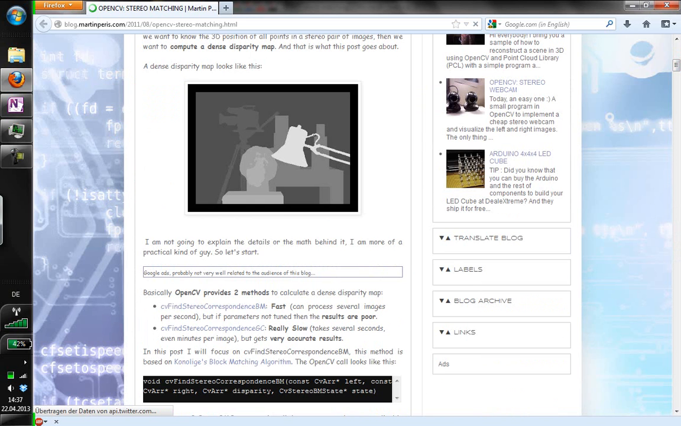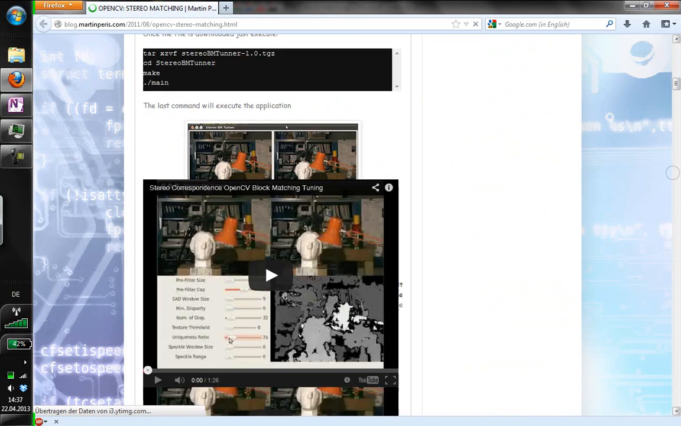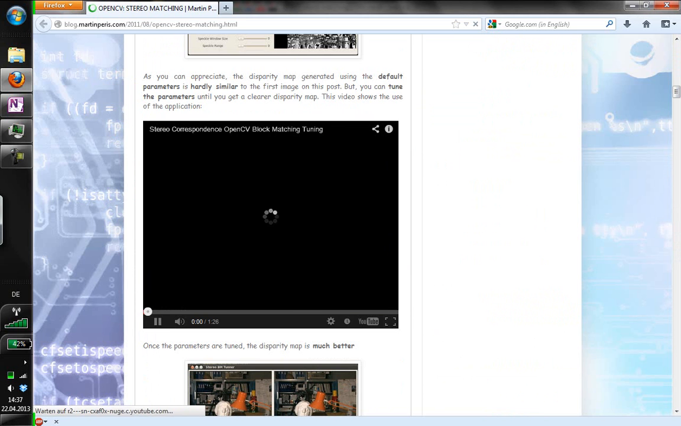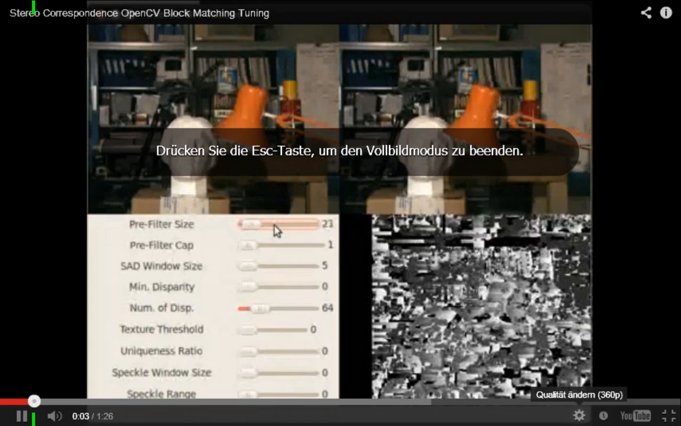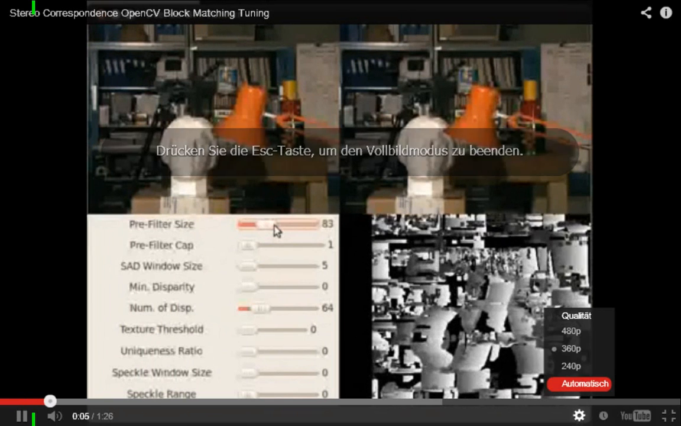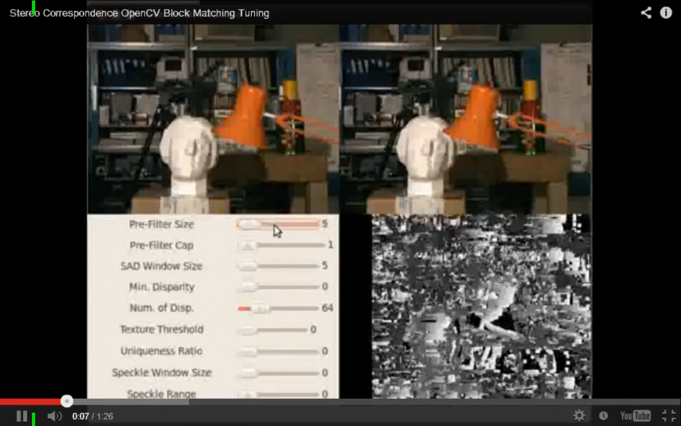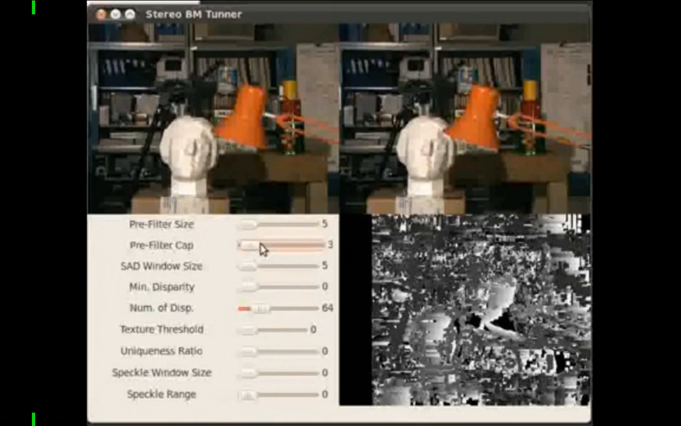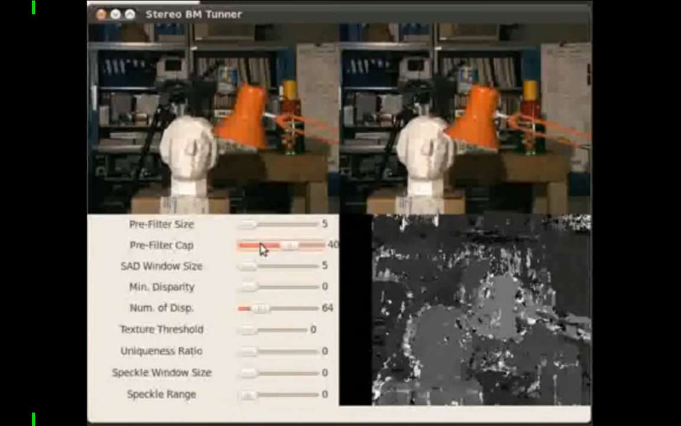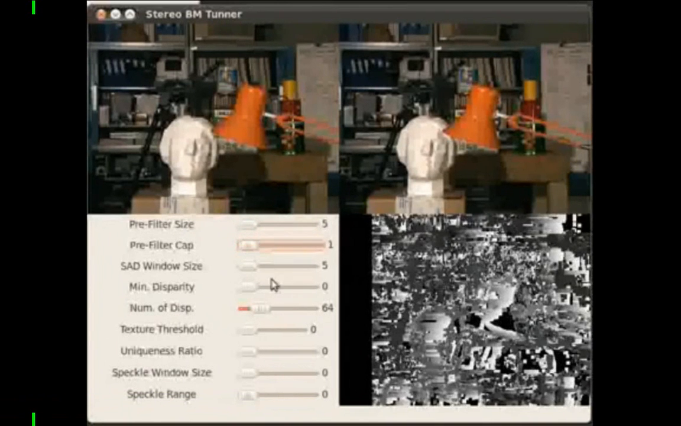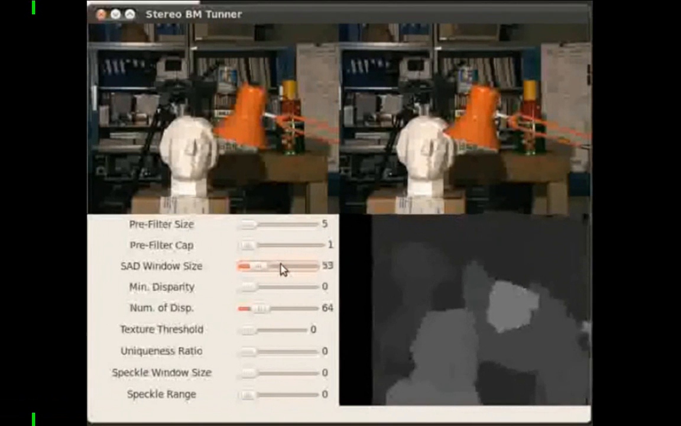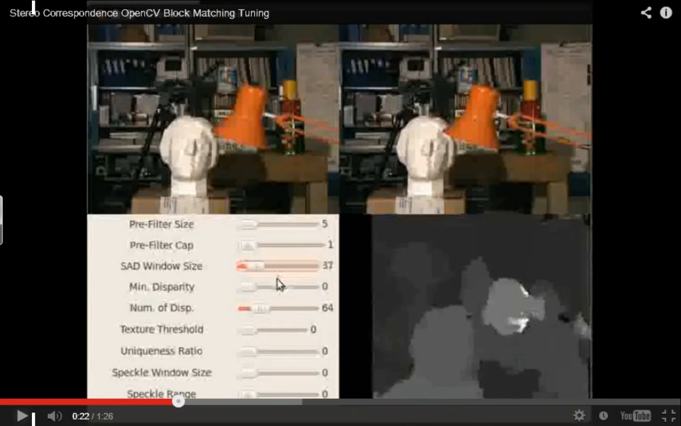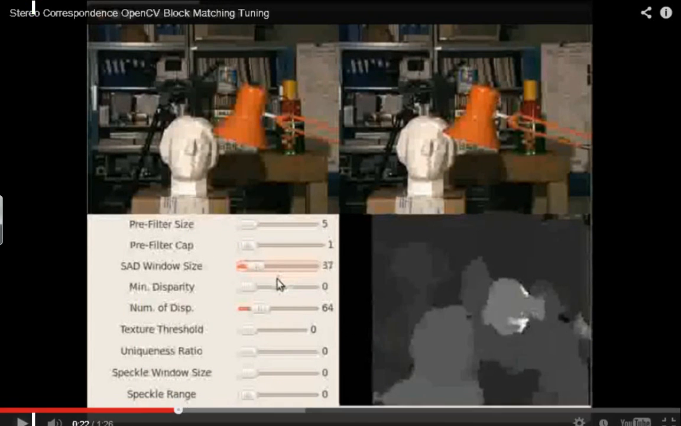So the blog of Martin Paris, and he has this video where he is showing, so he's written a GUI and he's showing the impact of different parameters. Here in a stereo matching example, you see on the top two images that were, well, I will stop this so you can listen. At least I always get totally distracted if I see things moving.